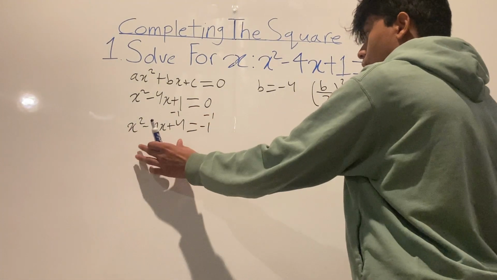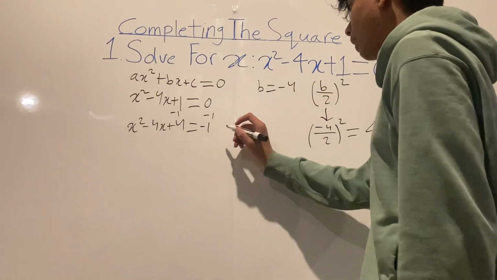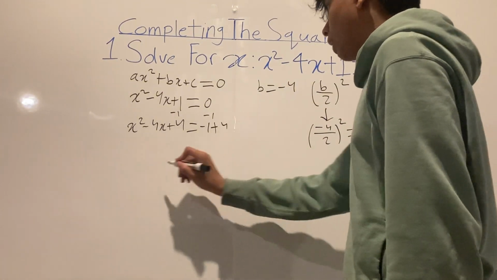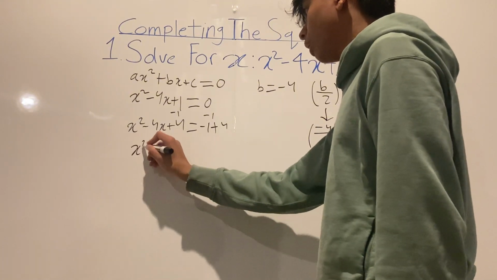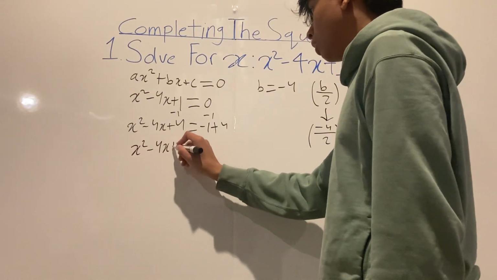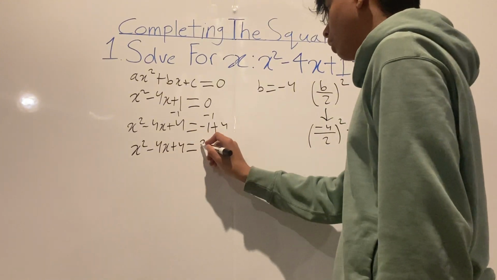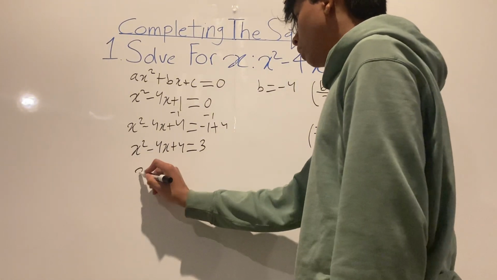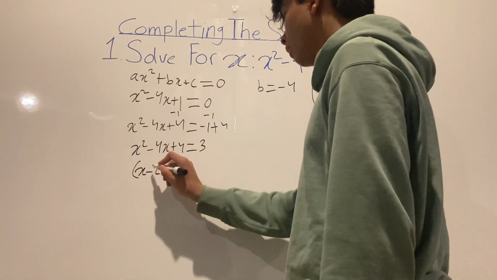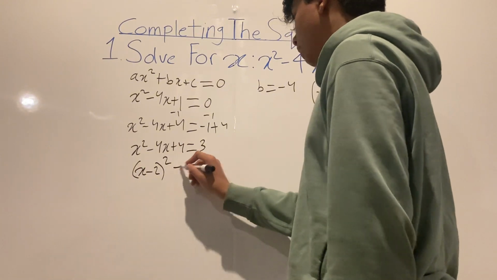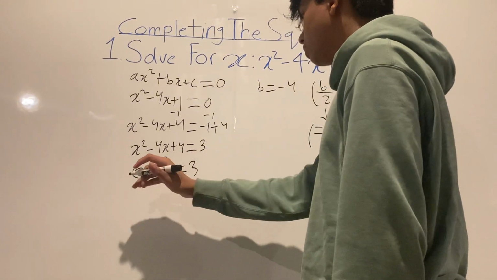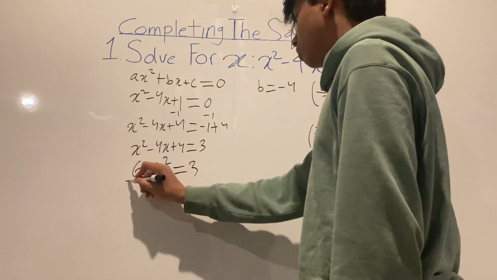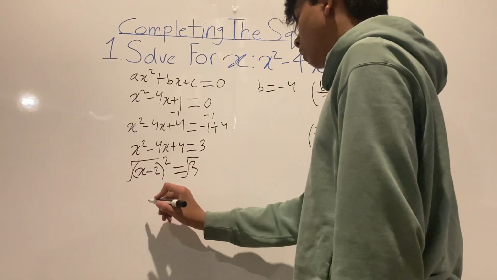But since we added 4 on the left side, we're also going to have to add it to the right side. So plus 4. Now our new equation is x squared minus 4x plus 4 equals 3. And now on the left side, we can factorize this to be x minus 2 squared, and this equals 3. Now we can just square both sides and solve it. So let's just square both sides.